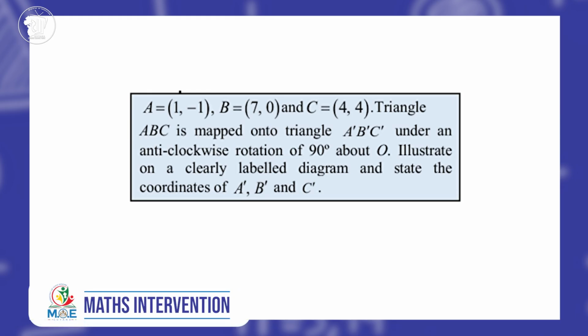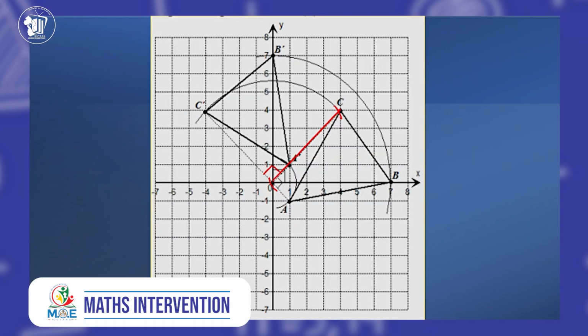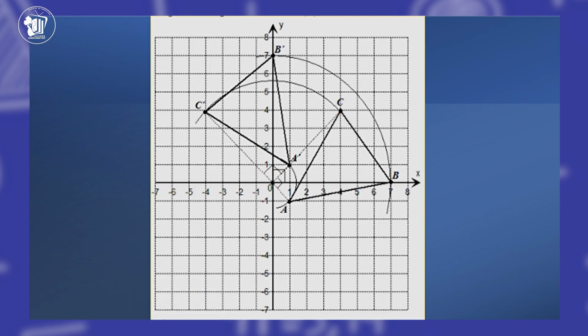All right, and the question said, state the coordinates of A prime, B prime, and C prime. So let's state the coordinates of A prime. The coordinates of A prime would be here. So this is (1, 1). B prime would be, so we see 0 across, 7 up, so (0, 7). Coordinates of C prime would be: we go negative 4 across and positive 4 up. So (-4, 4). And that will give us A prime, B prime, and C prime. And that is how we perform a rotation. That's how we describe a rotation.